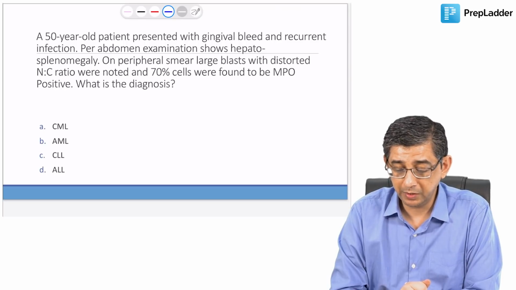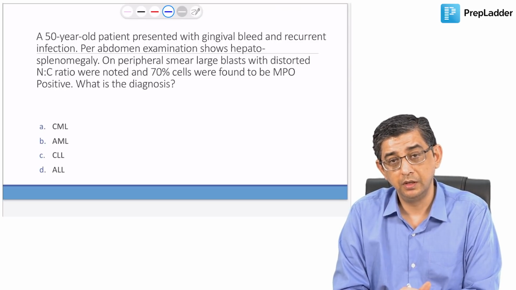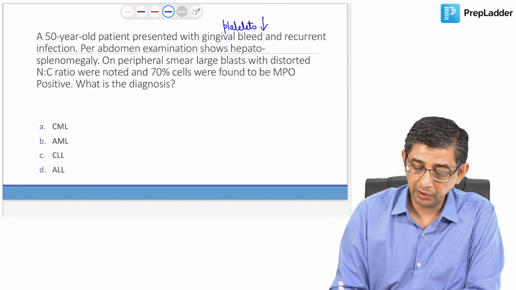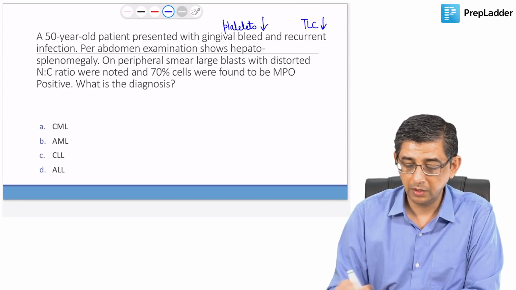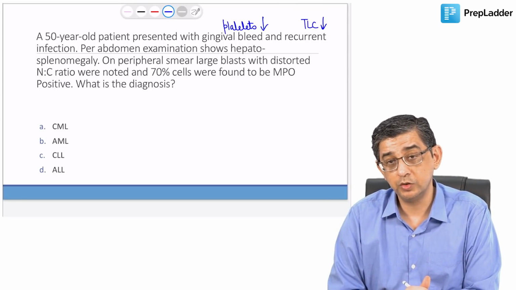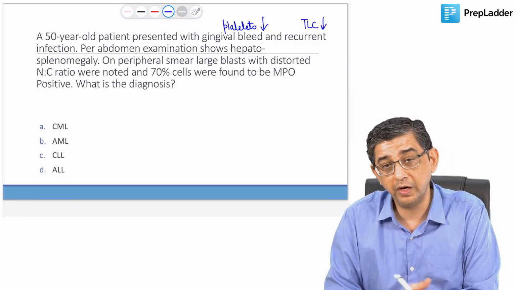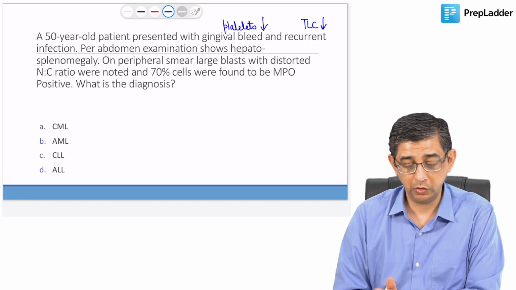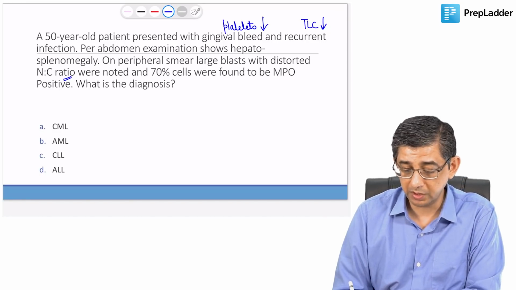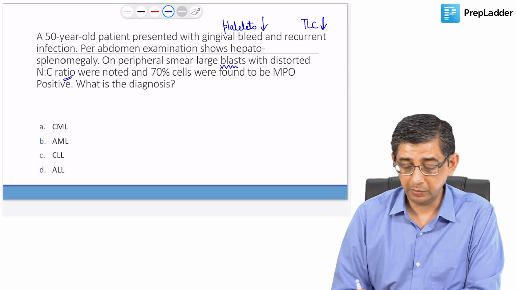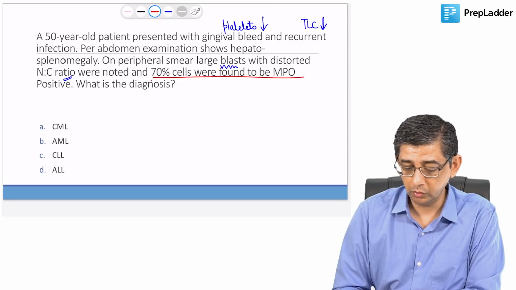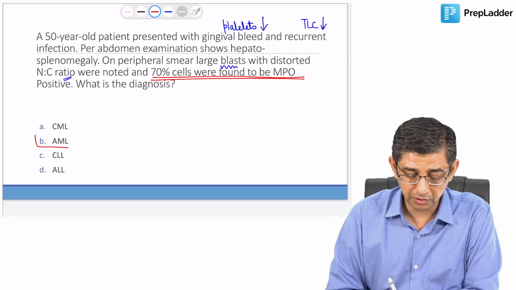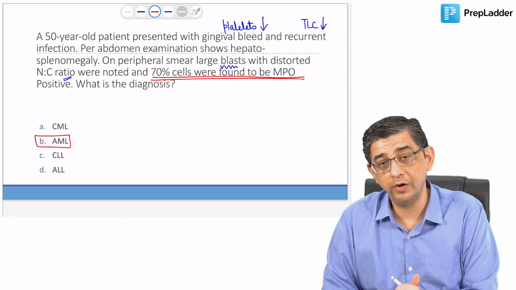The next question talks about a person with gingival bleeding and recurrent infection. That talks about the possibility of platelets being hampered in the person, right? And at the same time, the TLC of the person could be lower. Per abdomen shows hepatosplenomegaly. So what are we suspecting? We're thinking in terms of a blood cancer. The highlight was that on a peripheral smear, blasts are present with distorted nuclear cytoplasmic ratio. He is himself saying blast, that means it is a blood cancer. And 70% of the cells were myeloperoxidase positive. You know, MPO positivity is for myeloid leukemia. Because this is an acute presentation, the correct answer to this question will be acute myeloid leukemia.